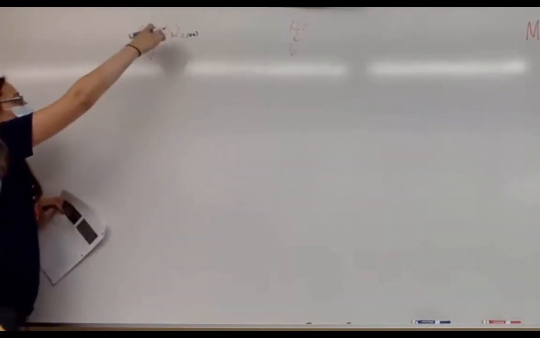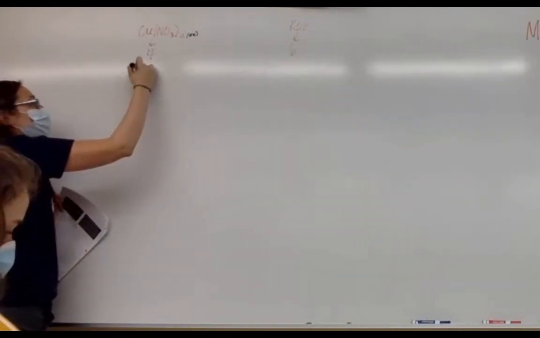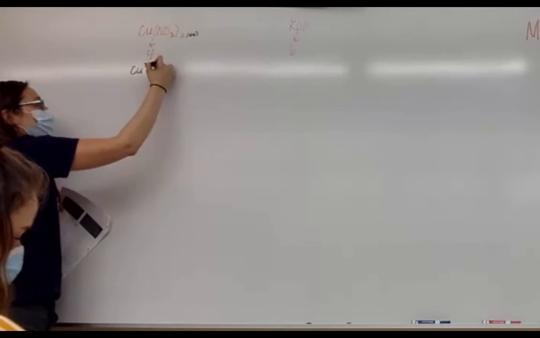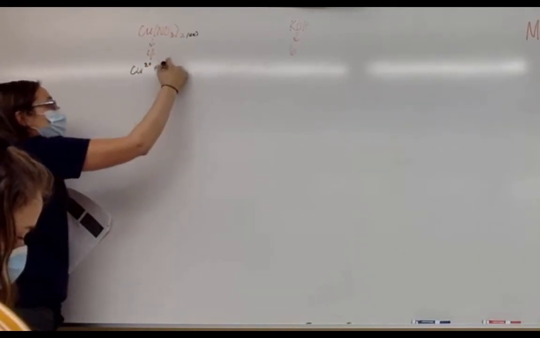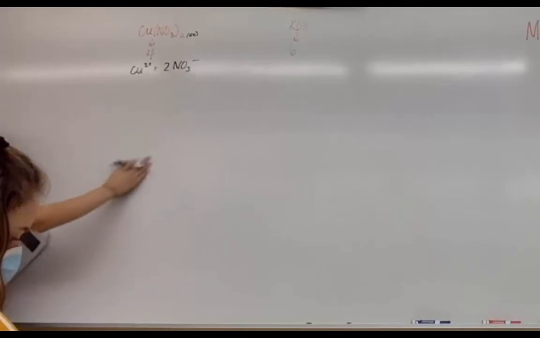If it's ionic, if it's a strong acid or a strong base, it will break apart. So this is ionic. It's going to break apart into its ions. So I'm just going to make a note here. It's going to break apart into Cu2+ and two NO3−. So every single Cu(NO3)2 that we have is going to break apart into this.